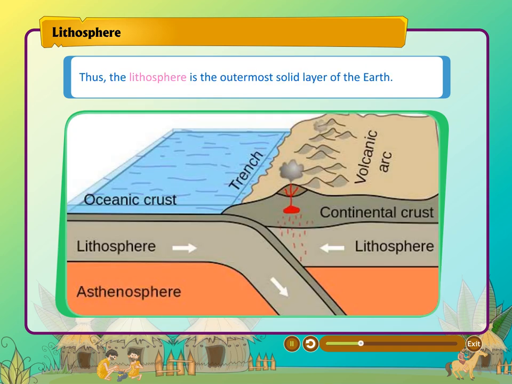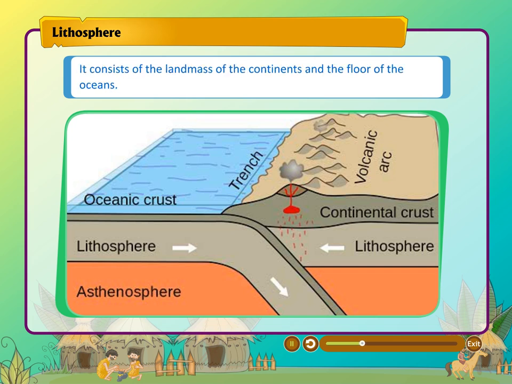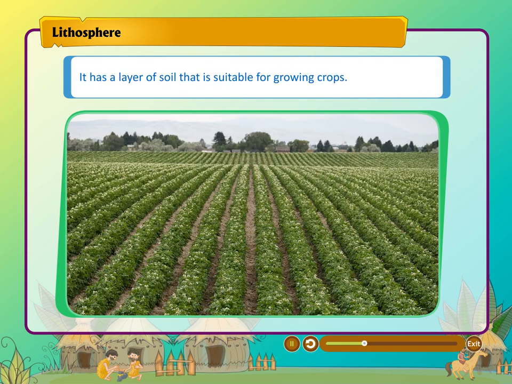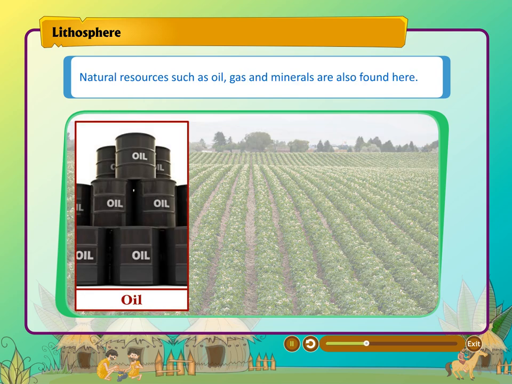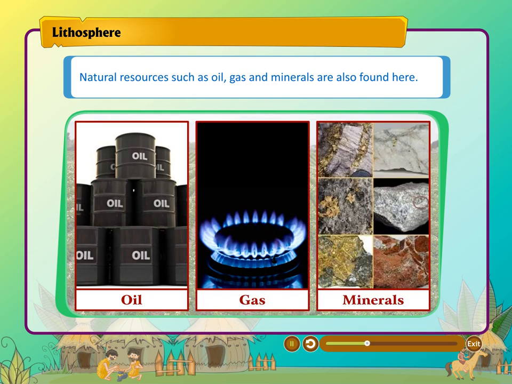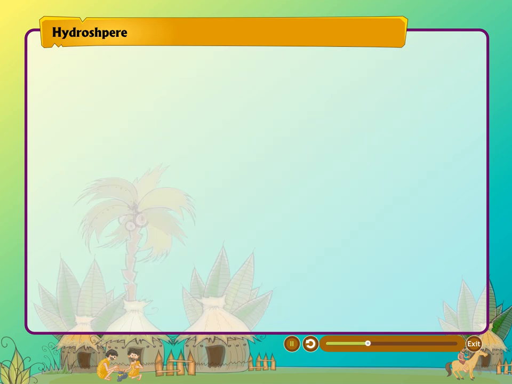Thus, the lithosphere is the outermost solid layer of the Earth. It consists of the landmass of the continents and the floor of the oceans. It has a layer of soil that is suitable for growing crops. Natural resources such as oil, gas, and minerals are also found here.